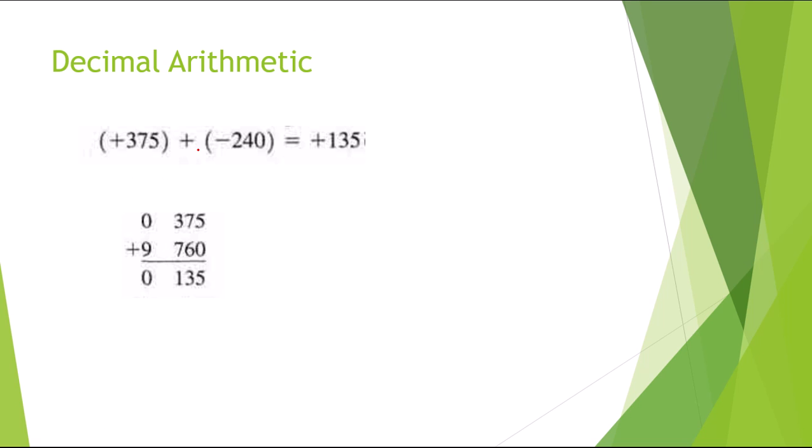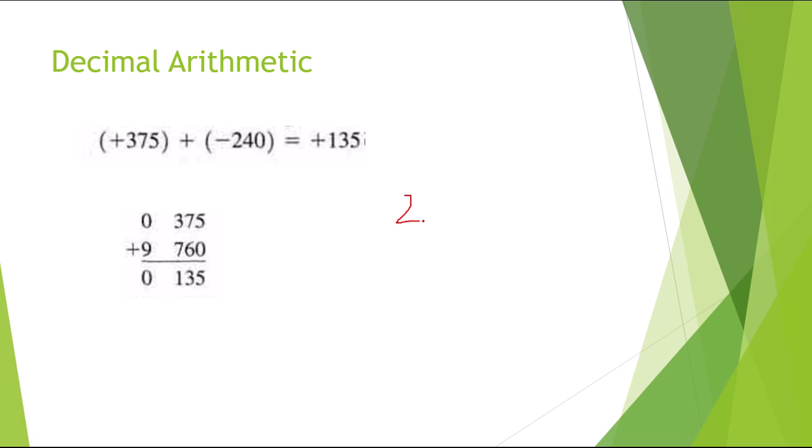When we talk about addition, we need subtraction also. In decimal arithmetic, the subtraction process is the same. In that, what we do is that 375, we'll take BCD of it. When we want to subtract 240 from it, we'll take the 9's complement of 240.